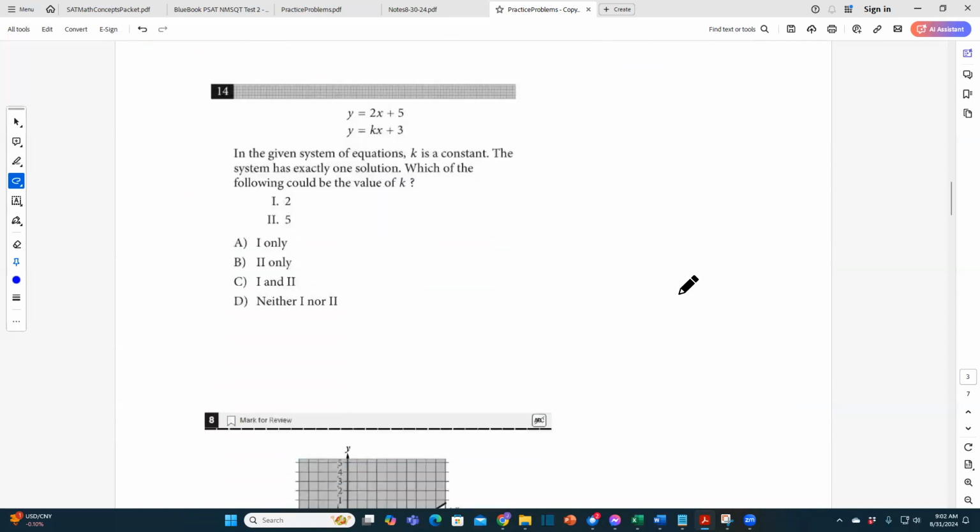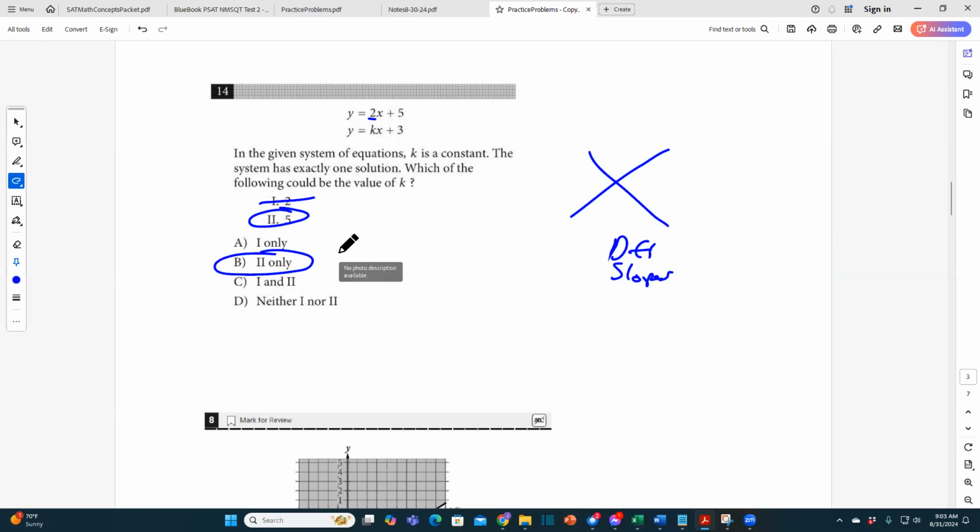All right, this one, y equals 2x plus 5, y equals kx plus 3. In a given system of equations, k is a constant. The system has exactly one solution. Which of the following can be the value of k? All right, so two lines, one solution, that occurs when they have different slopes. Okay, so this one has a slope of 2, so we don't want the second one to have a slope of 2. It needs to be different, so only option 2 there for a 5, so B is the correct answer. Okay.